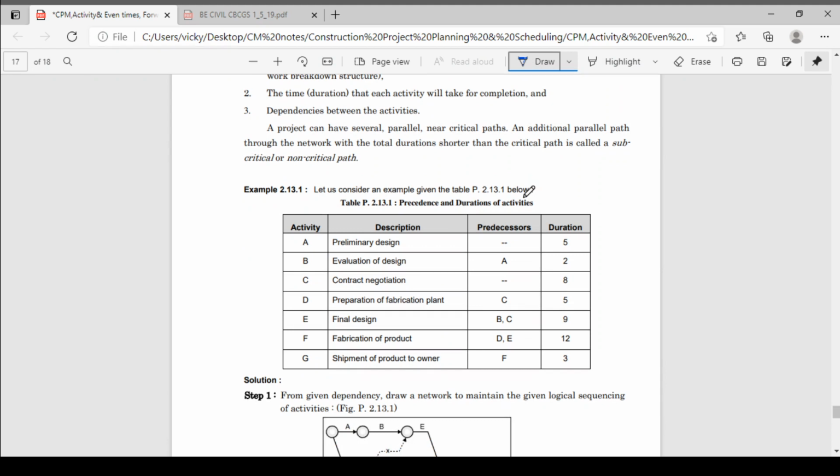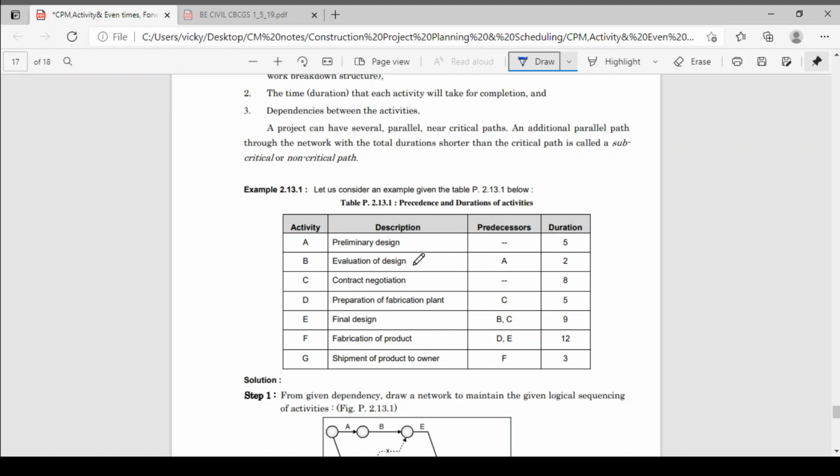Okay, description activities are A B C D E F G. Preliminary design, evaluation of design, contractor negotiation, preparation of fabrication plan, final design, fabrication prototype, and shipment of a product. Okay, so these are the enlisted activities, description of activity, and the activity name. Then they have given the relation, predecessor for activity A is none, means previous activity konti nahi, means A activity is your first activity.